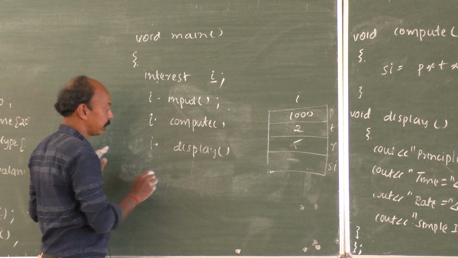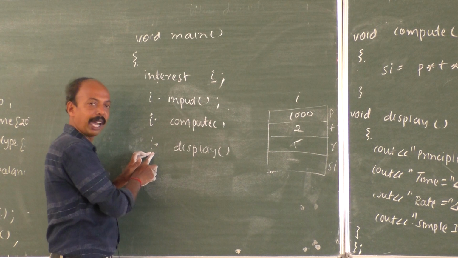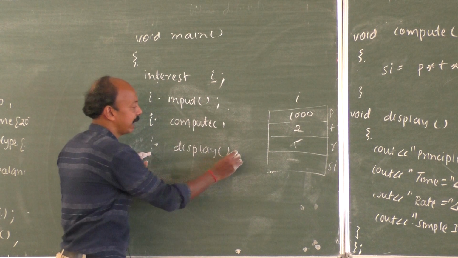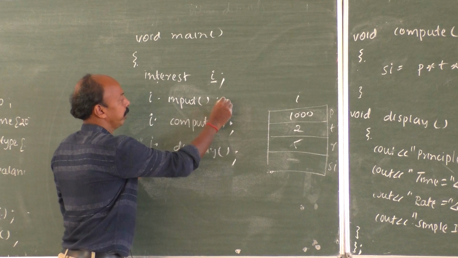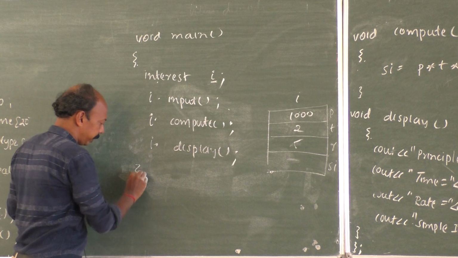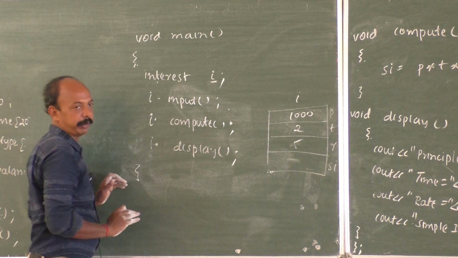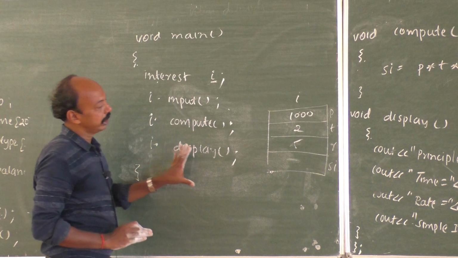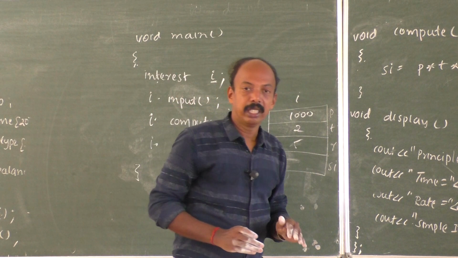Again, the function has to be called with the help of the object, I dot display, here also the semicolon, then close it, close the void main. This is how a program will get executed in C++.